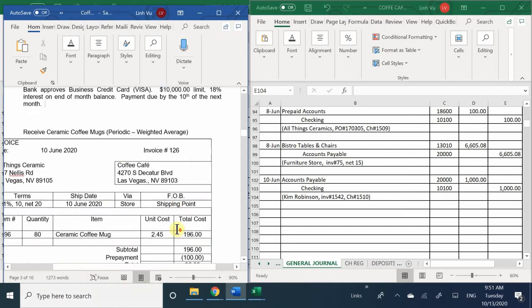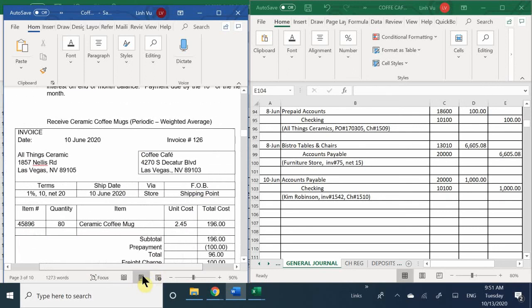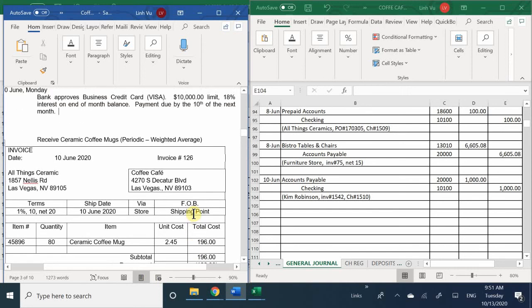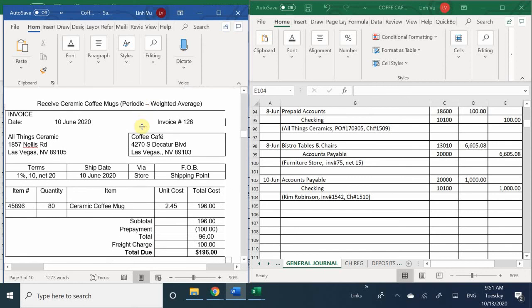All right? So then what has happened next? We received our ceramic coffee mugs. Now, what else does it say at the very top? Periodic weighted average. Meaning what does this indicate to you? What are your coffee mugs? Inventory. It is part of inventory. Correct. So here we received the bill. This is where we're going to be utilizing our inventory worksheet.